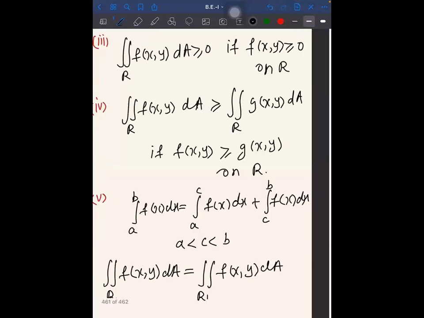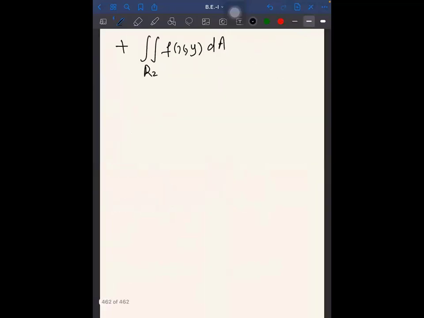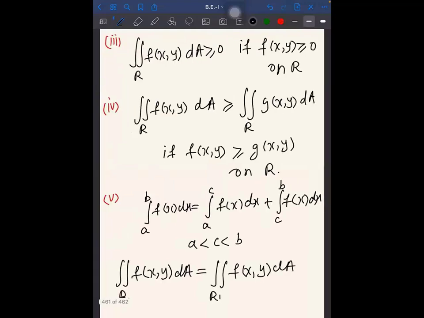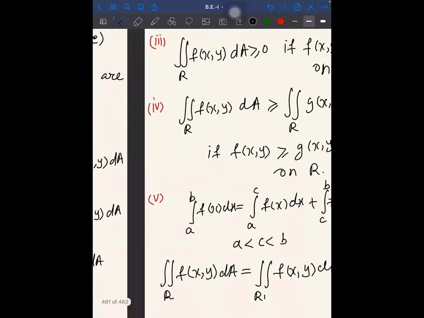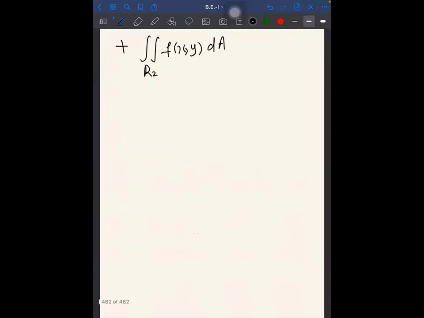See, R1 and R2 are regions, right? But here C was a number. So C used to satisfy an inequality that C should lie between A and B. But here you cannot say that R should lie between R1 and R2. So here the property gets converted, and your R is this: R1 union R2, and R1 intersection R2 is empty.